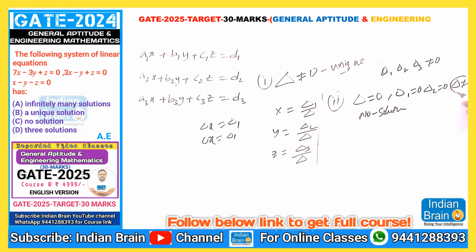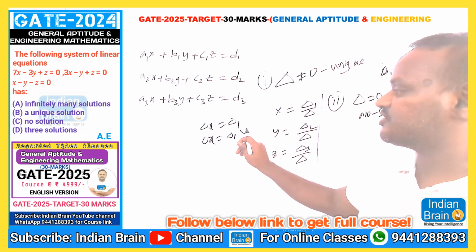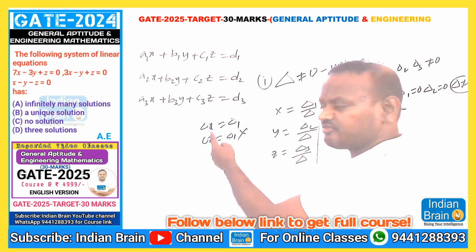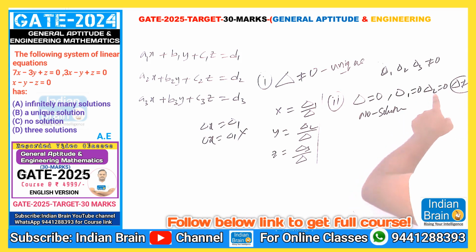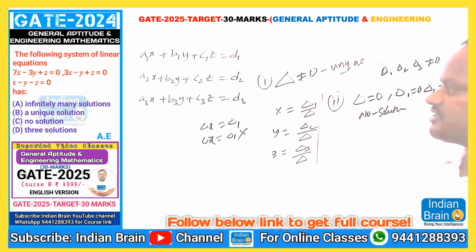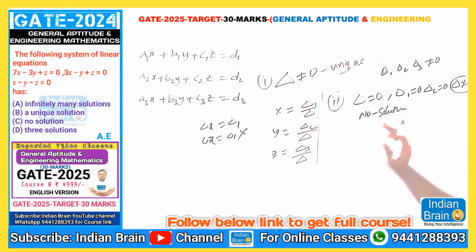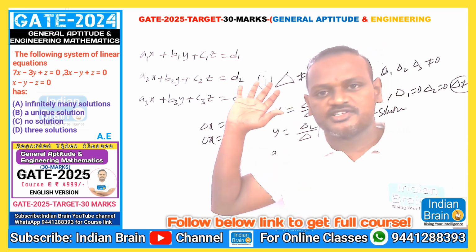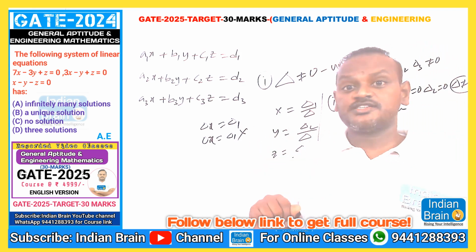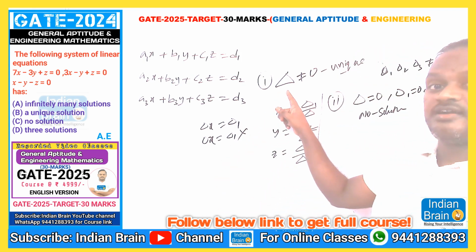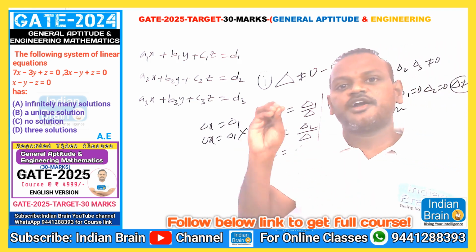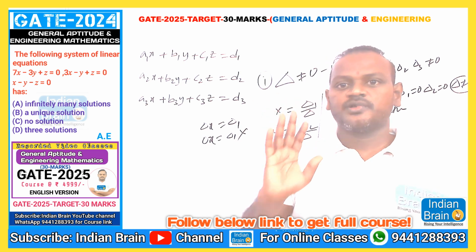But whenever you have non-zero values, it is illogical, you cannot get solutions. Something is equal to 0, and 0 into something should be 0. But how can you get not equal to 0? That's why whenever any one of them is not equal to 0, easily you can say no solutions. When you can get solutions, delta, delta 1, delta 2, delta 3 are all not equal to 0.